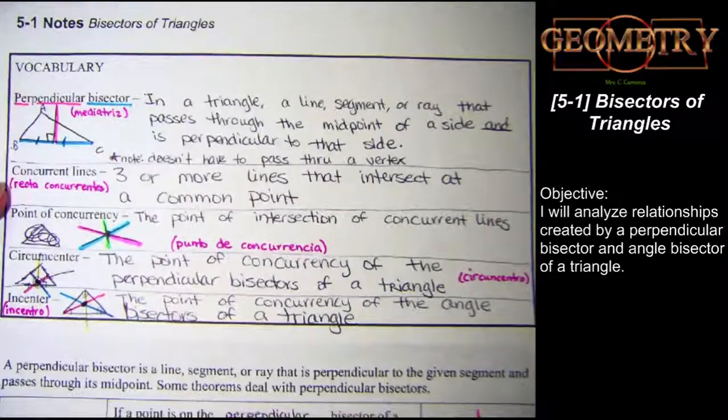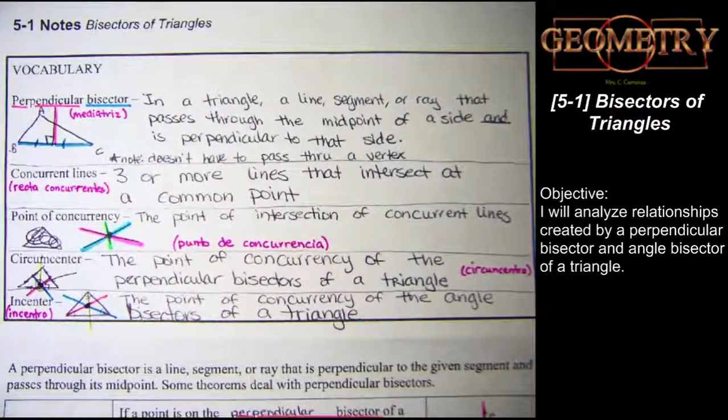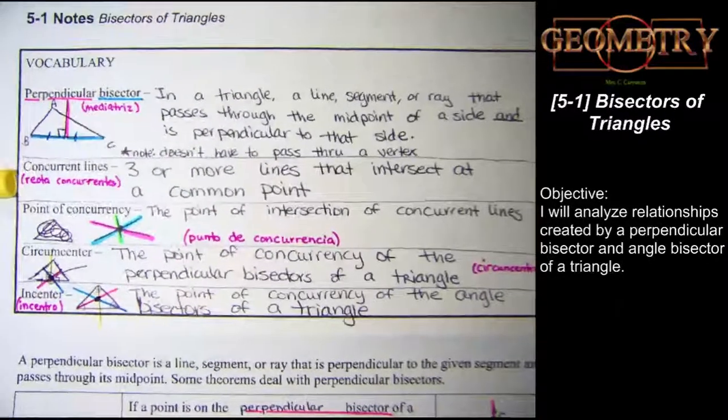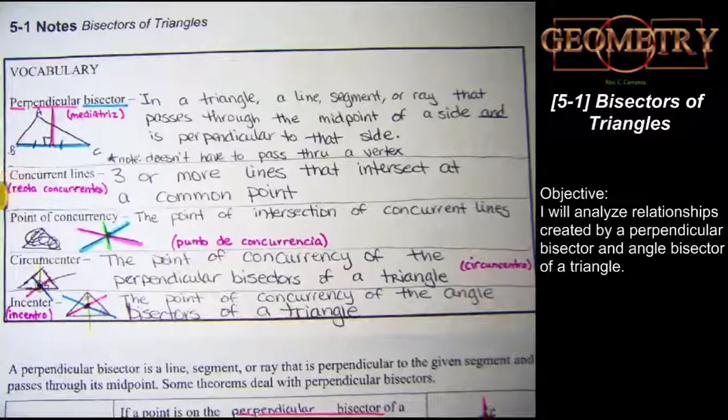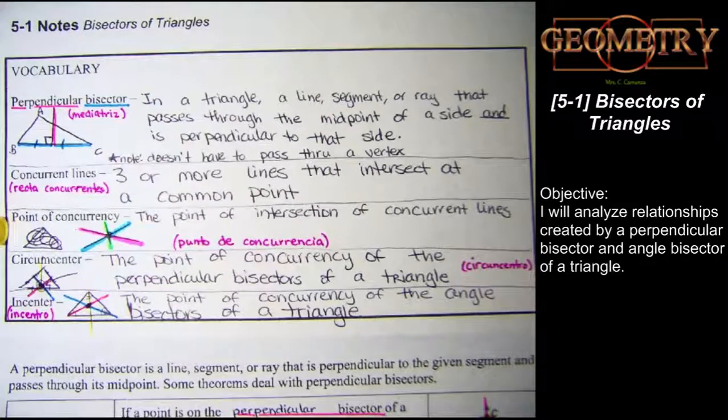We've got something called concurrent lines. Concurrent lines are going to be three or more lines that all intersect at some common point. Okay? So we've got three lines. They're coming together at one point. They're called concurrent lines. And the point at which they all run into each other is called the point of concurrency. So that common intersection point of a whole bunch of lines, point of concurrency.